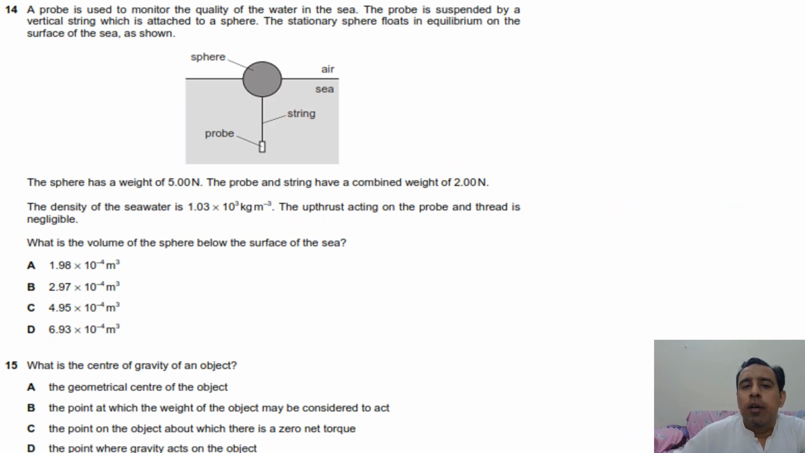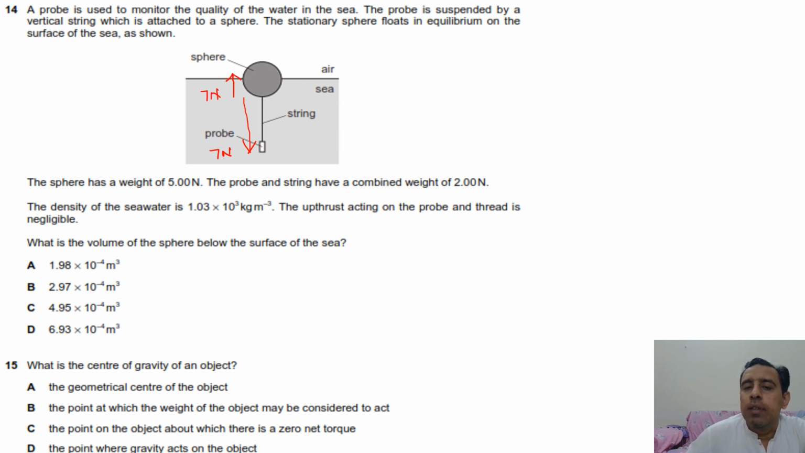In this question, a probe is used to monitor the quality of the water in the sea. The probe is suspended vertically like this one. The stationary sphere floats in equilibrium on the surface of the sea. The weight of this sphere is 5 Newton, and the probe and the string have a combined weight of 2. So the total weight acting downward is 7 Newton. It means if it is floating, the upthrust acting is 7 Newton as well.